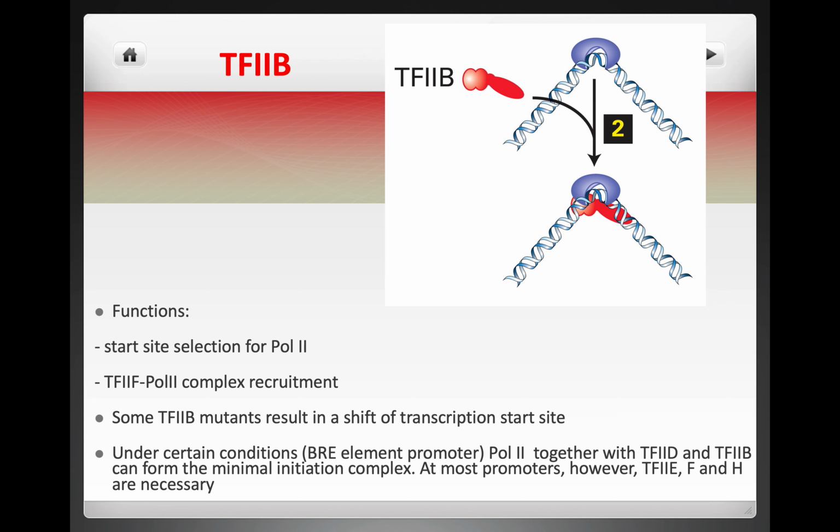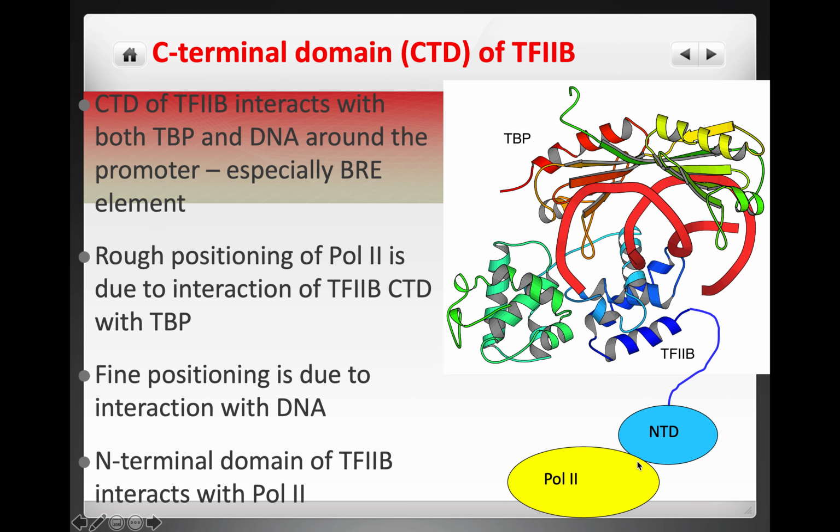Some TF2B mutants result in a shift of the transcription start site, which means that sometimes it is a leader start site. Under certain conditions, for example if there is a BRE promoter element, polymerase II together with TF2D and TF2B can form the minimal initiation complex. At most promoters, however, TF2E, F, and H are usually necessary, but in such a case, sometimes these three are not necessary.